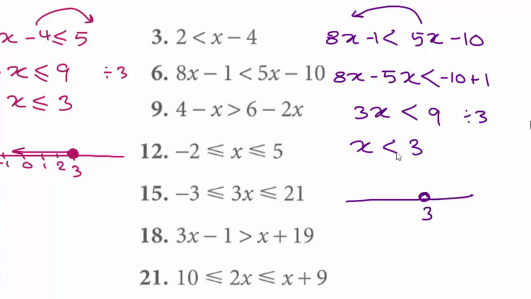Why it's open? Because there is no equal under this inequality. Why is there no equal? Because in the question there is no equal, and we follow the question. Then x covers these numbers that are less than 3. Look, x is less than 3. 3 is greater than x, so it goes to the side. And it's open because there is no equal under it.